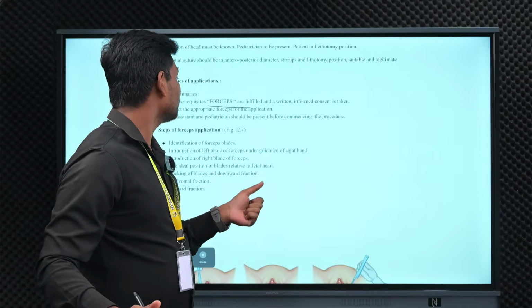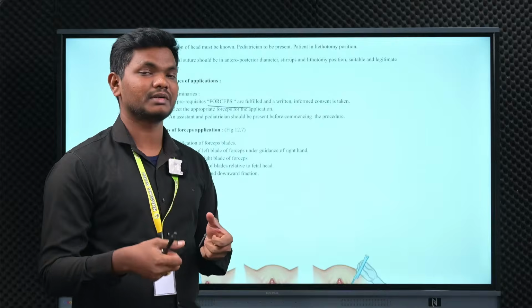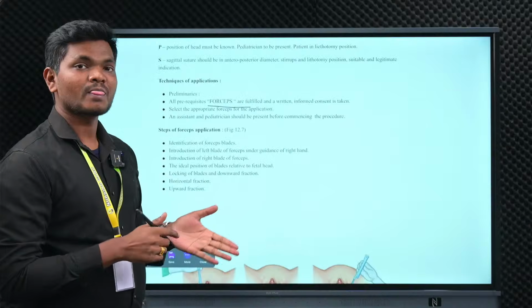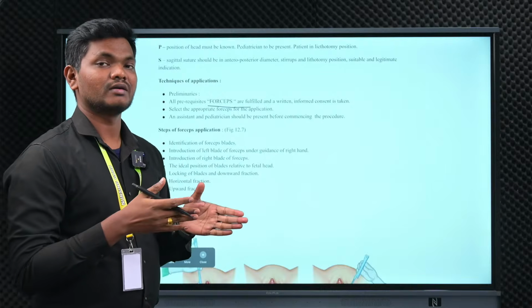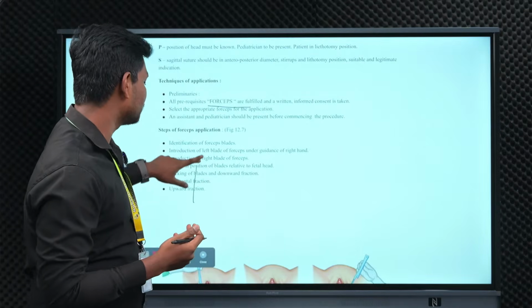The next one is that the other blade should be taken and introduced on the other side. Then after that you have to lock. After identifying the position you should lock, and then apply traction. Traction should be taken downwards and upward, and posteriorly you should pull out. So horizontal traction, locking of the blade, downward traction, horizontal traction and upward traction. So this is the method of delivering the fetus by forceps. Here I have given the pictures.